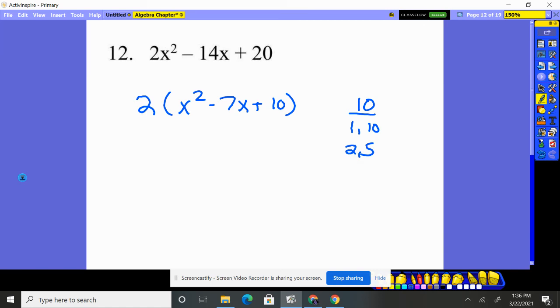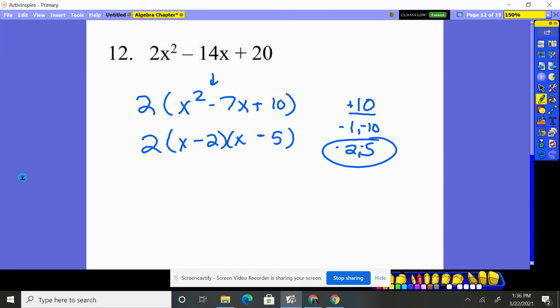It is positive. However, that guy's negative. So to create a positive 10, either both pieces are positive or both are negative. Well, when we add them together, we need to create a negative 7x. That's only going to happen if they're both negative. And you can see it's here. A negative 2 and a negative 5 put together gives you that negative 7. So this breaks down to x minus 2, x minus 5, but don't forget to put your 2 that you factored out in front, because each of those, the 2, the x minus 2 and the x minus 5, are factors of that trinomial.